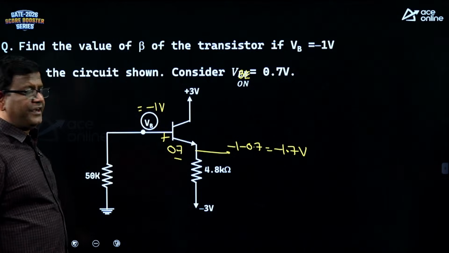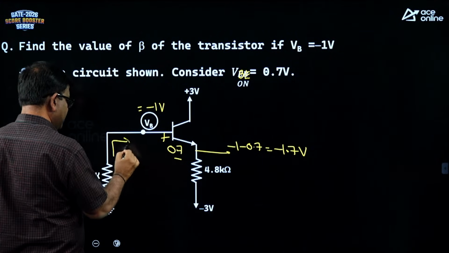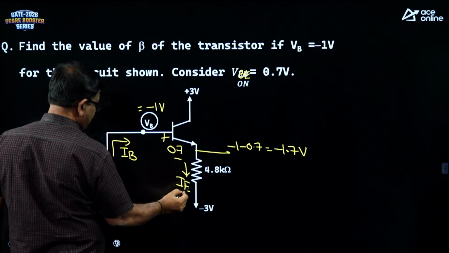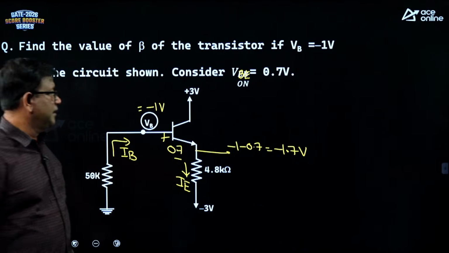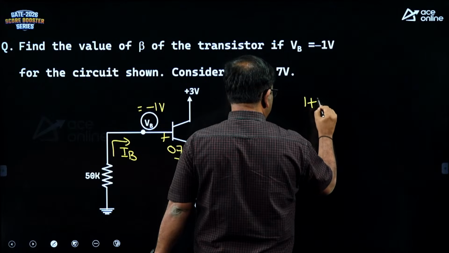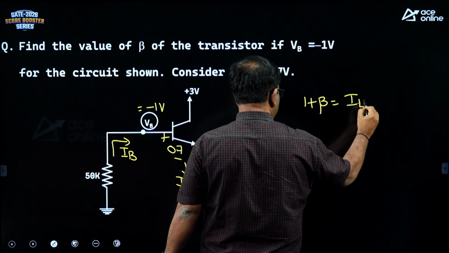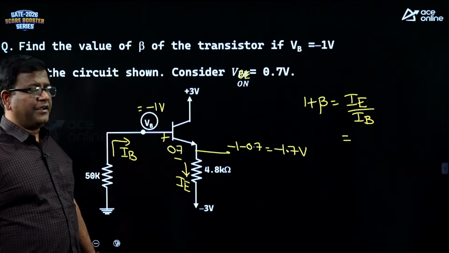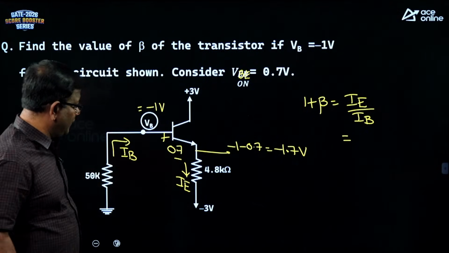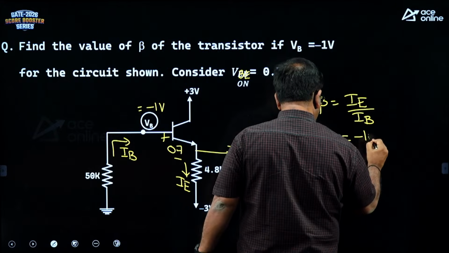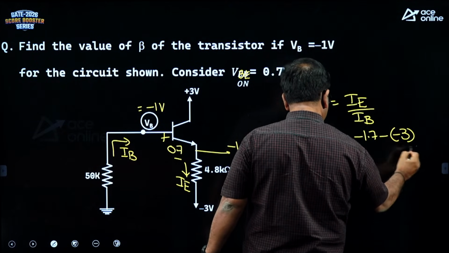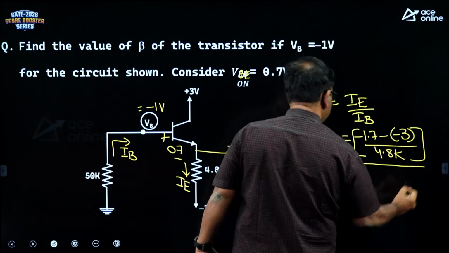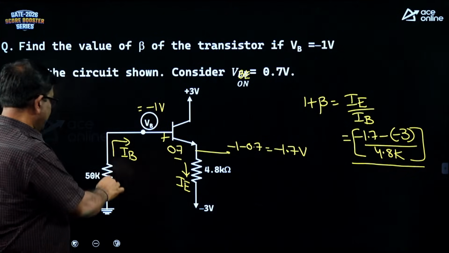So, now you are asked to find beta. What is beta? If I know the emitter current and if I know the base current, then 1 plus beta is equal to IE by IB. So, from this expression we can find beta. Okay. So, what is IE? IE is minus 1.7 minus of minus 3 by 4.8K. This is your IE.